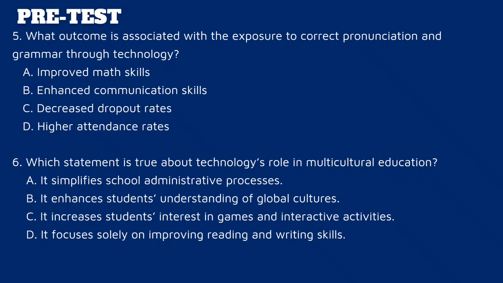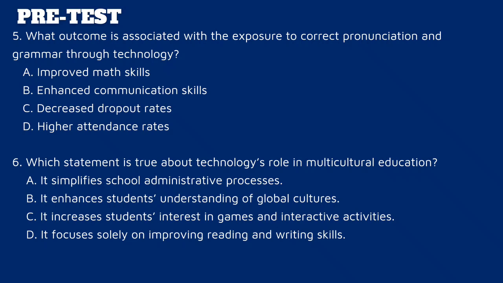Fifth question. What outcome is associated with exposure to correct pronunciation and grammar through technology? Again, what outcome is associated with exposure to correct pronunciation and grammar through technology? A, improved math skills. B, enhanced communication skills. C, decreased dropout rates. D, higher attendance rates.